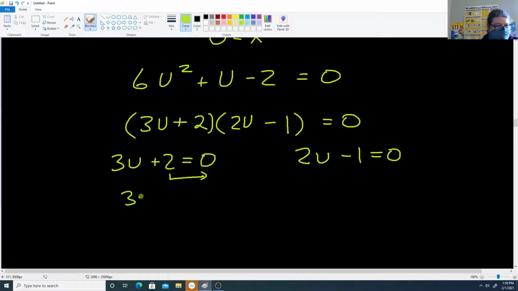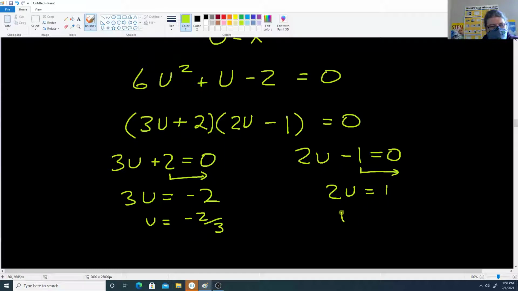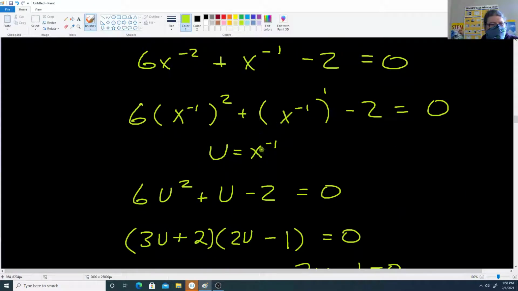So slide the 2 over. 3u equals negative 2, divided by 3. So u is negative 2/3. Here I'll slide the 1 over. So I get u is a half. u was actually x to the negative 1.